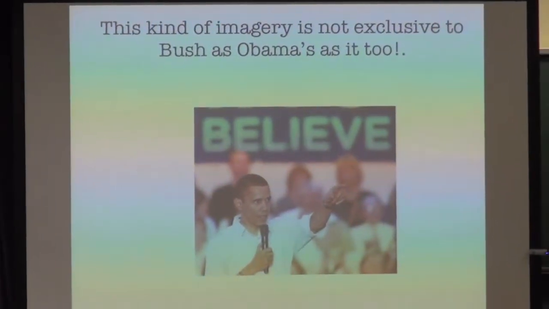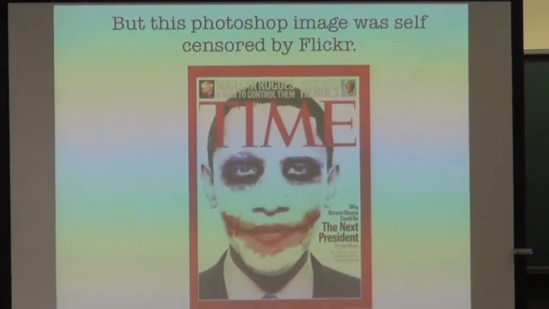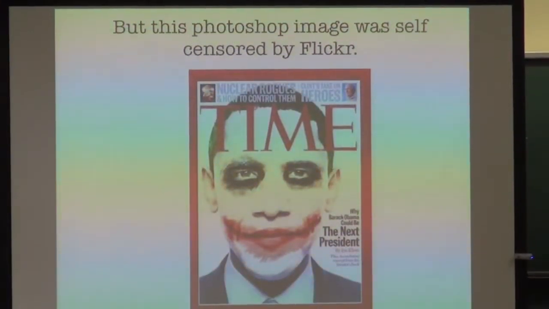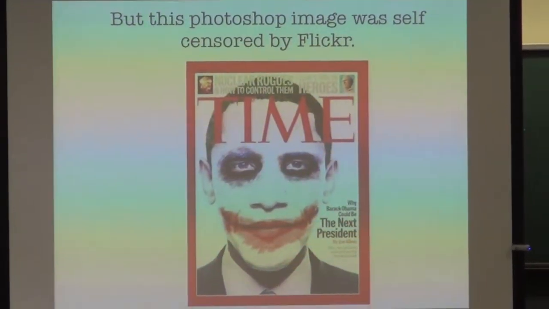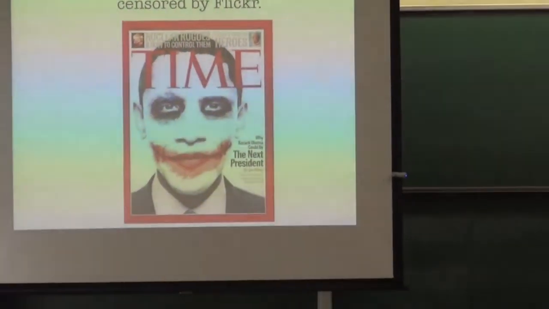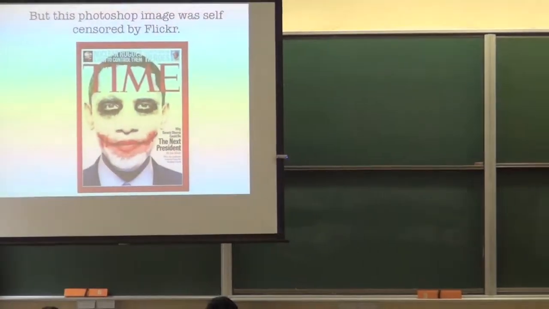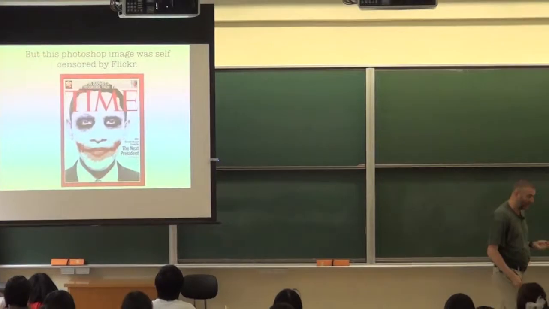Now, what we don't see. When Obama first won, a student made this to make Obama's face look like the Joker from the Batman movie and mocked it up to make it look like a Time cover. And the student just put that on his Flickr account. And Flickr deleted it, because they didn't want to annoy powerful people. That kind of censorship goes on all the time.